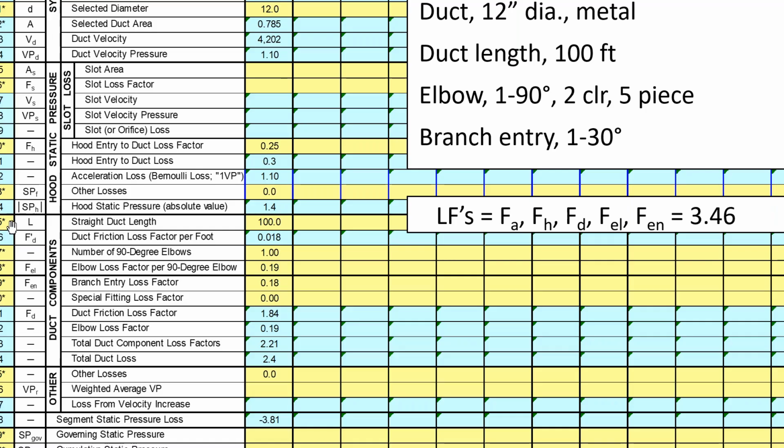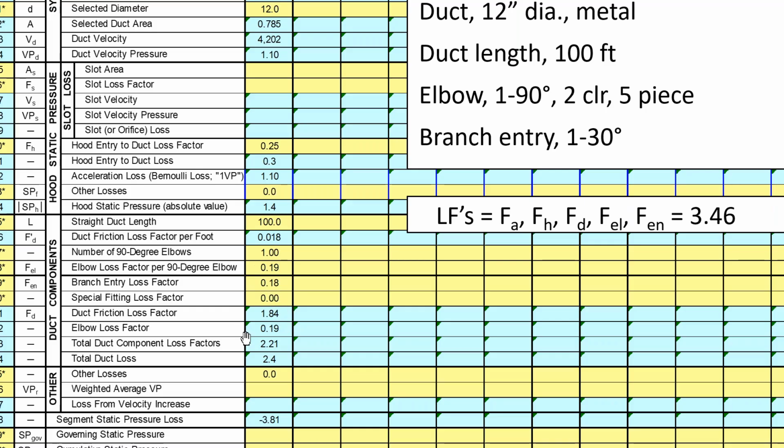And we also said in our duct section, we had 100 feet of straight duct. So this is our L. When we calculate our F prime sub D, we find F prime sub D is 0.018. And we said that our F sub D is our F prime sub D times our duct length, and that becomes 1.84. We said for a 90-degree elbow, 2 centerline radius, 5-piece, our F sub L was 0.19. That's this guy right here. And for a 30-degree branch entry, our F sub N is 0.18.